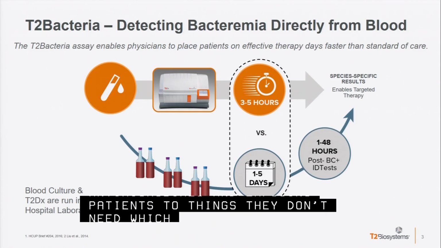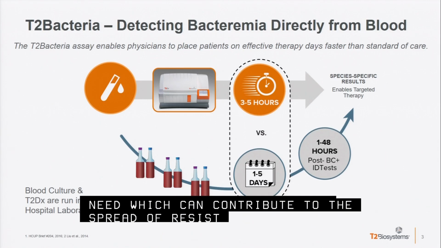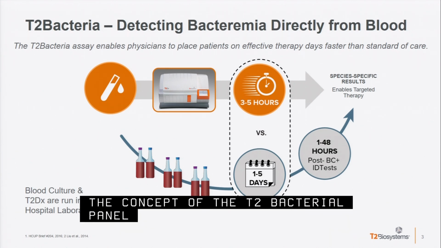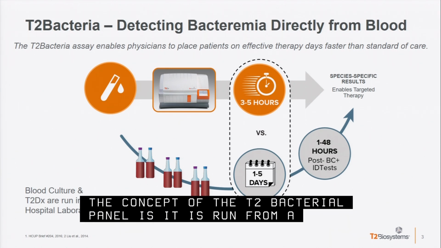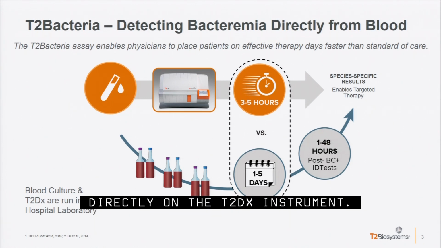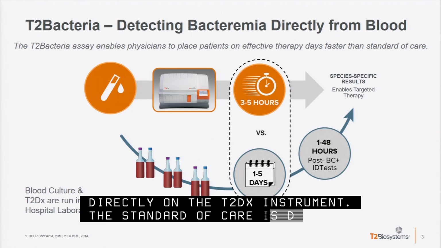So the concept of the T2 bacteria panel and the way it gets used is it's run from an EDTA blood vacutainer that's taken from the patient and then loaded directly on the T2Dx instrument. Today, the standard of care is drawing multiple blood cultures and then waiting for those cultures to come positive, and then when they come positive, identifying the pathogen that's present.